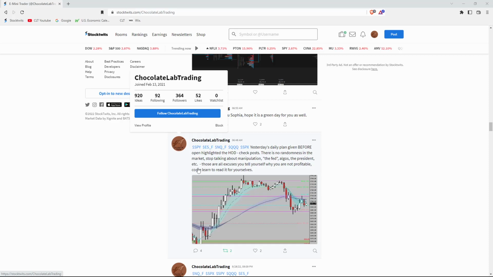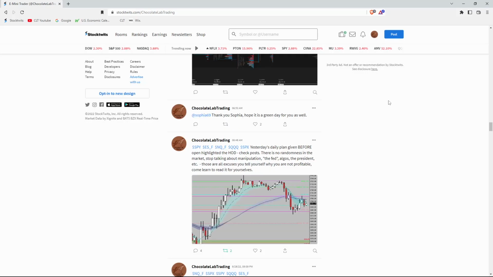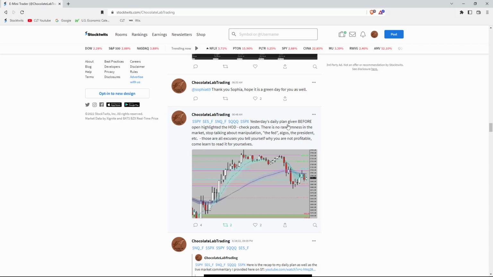Alright, so before looking at today's price action, let's look at yesterday's. This is a 30-minute chart, and you could see that yesterday's high of day ended up being exactly where we were looking in our sell zone. Yesterday's daily plan, given before open, highlighted the high of day. Check posts. There's no randomness in the market.